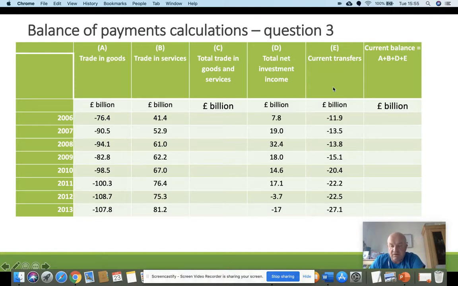So in this instance, in order to calculate our current balance, we're going to have to add A, B, D and E together. Okay, so that's the calculation that's required. I'm going to give you a few minutes just to do that, so stop the PowerPoint, have a go at completing those in your booklet, and then we'll look at trying to answer those questions too.